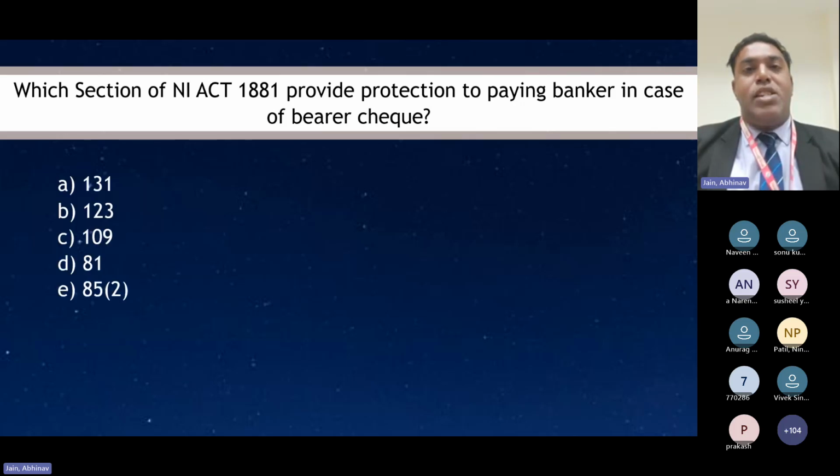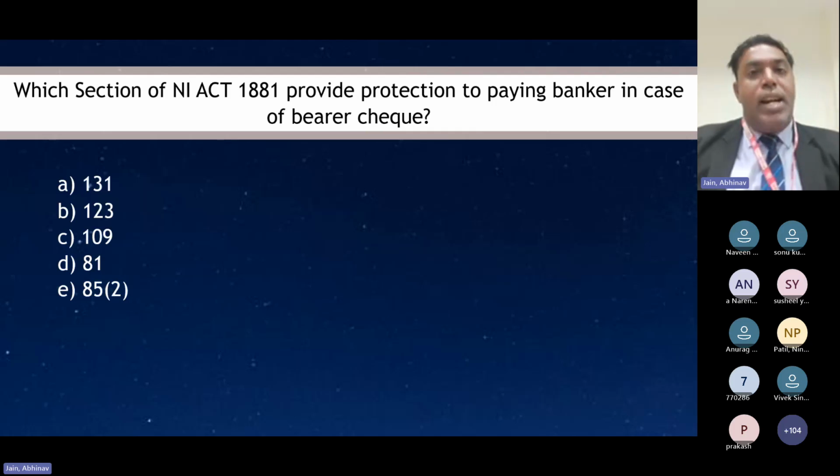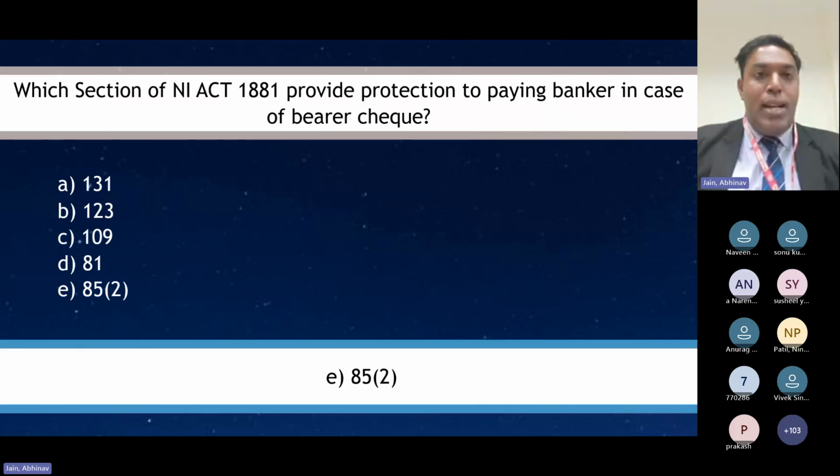Next, which section of NI Act 1881 provides protection to the paying banker in case of a bearer check? In case of a bearer check, which section provides the paying banker the protection? Somebody is writing section 131. It is not section 131, I presume. It is section 85(2). Section 85(2) provides protection to the paying banker in case of a bearer check.